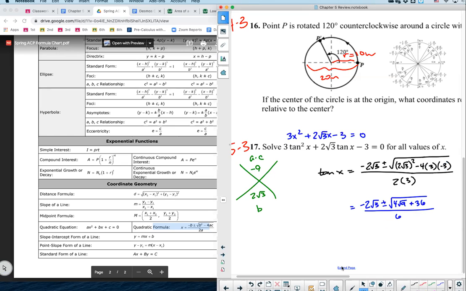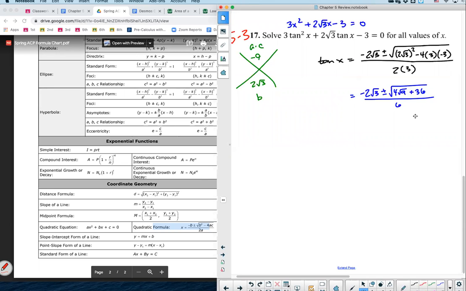Let's simplify that again. I'd recommend just going to Desmos and typing a lot of this in, but since I'm this far along, I'm going to keep on going. So what do I have here? That's 12 plus 36 over 6. How did I get 12? That's a 3. Square root of 9 is 3. 3 times 4 is 12. And so now it looks like I have negative 2 square root of 3 plus or minus square root of 48 all over 6. Okay, let's think.